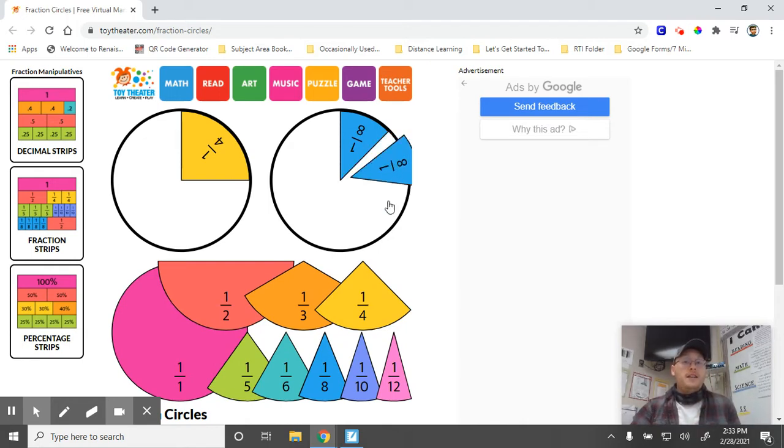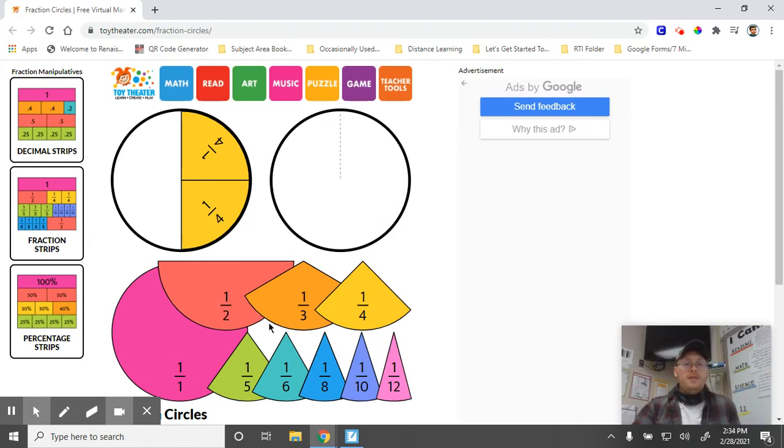Now, what if I said this represents only half of my whole circle? So first off, I know that this equals half of my full circle. So I would need to put this. So this equals half, and a half plus a half equals a whole. Don't look at the rest of the circle. If I know that this represents half of my whole, then this whole piece equals the whole that I want.